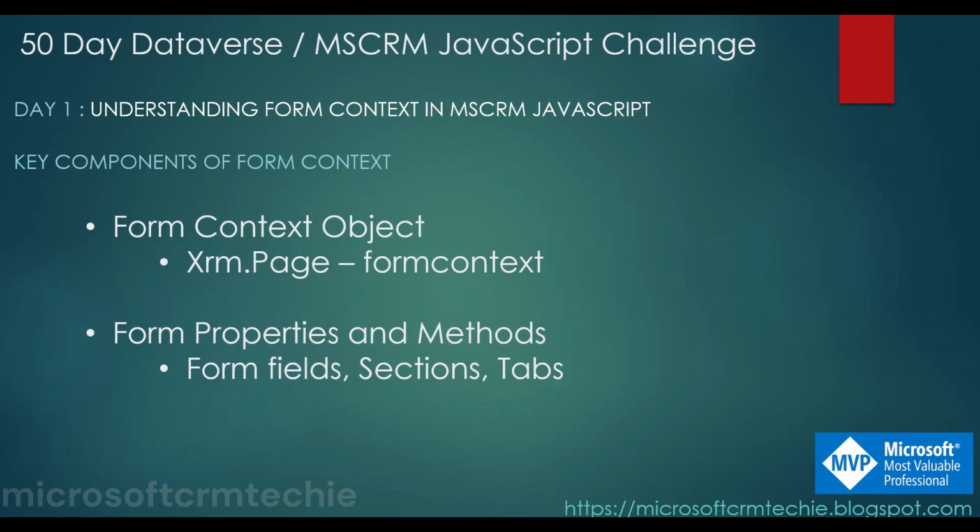Now going to the next slide, the key components. There are two types of key components here. One is the form context and another one is form properties and methods. Form context, as I said, initially we were going with xrm.page, and now we are using form context. I'll explain both xrm.page and the form context as well. And from properties, as I said, we have field, section, tabs. These are all what we call properties and methods here.